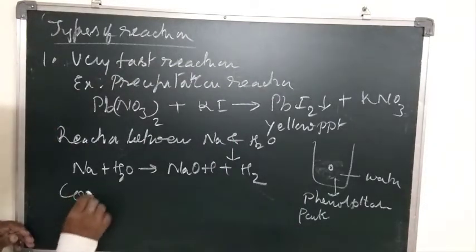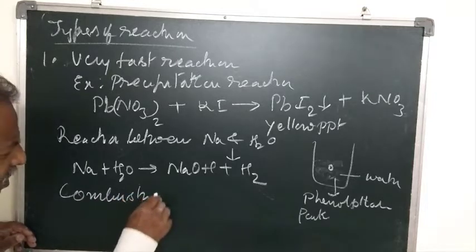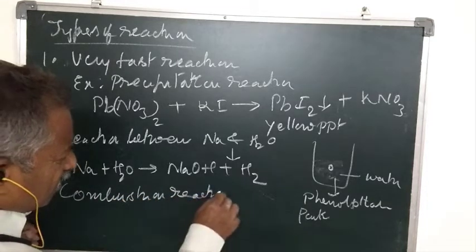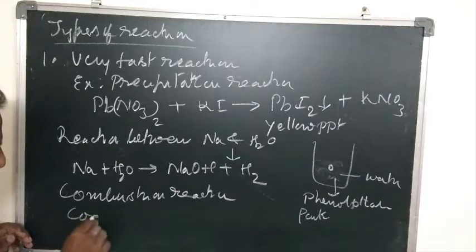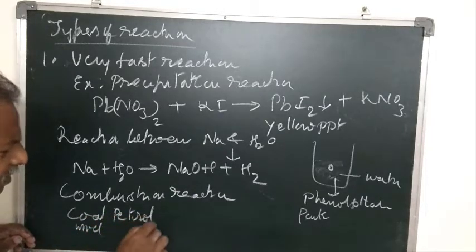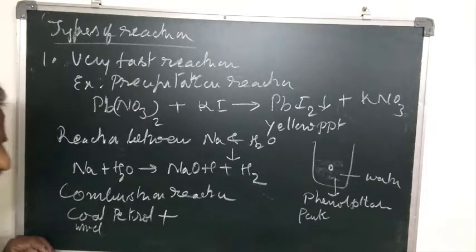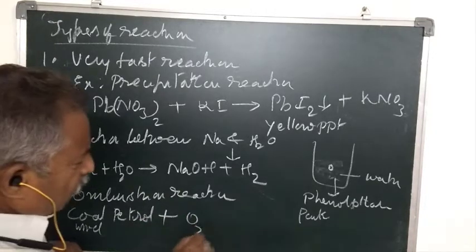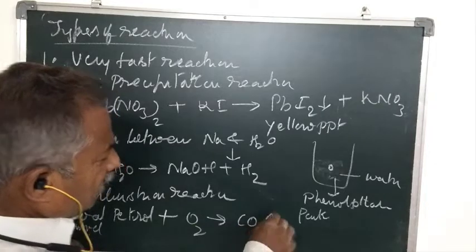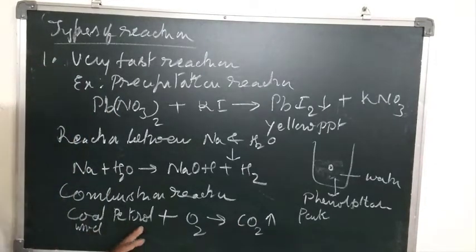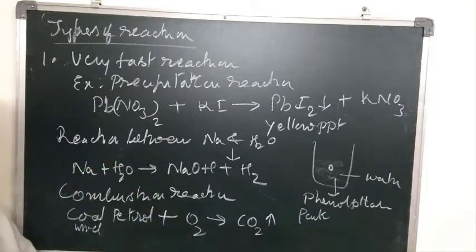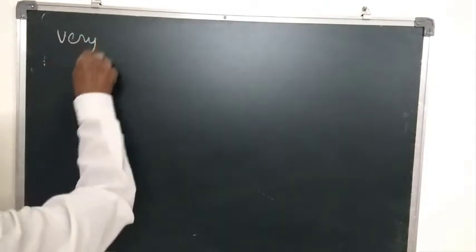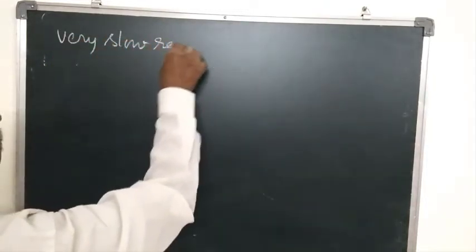Similarly, combustion reactions. For example, coal or wood or petrol, diesel, etc. When they are ignited, they combine with oxygen and form carbon dioxide. So the reaction with petrol or diesel is explosive, whereas the reactions with coal and wood are very fast, very slow reactions.